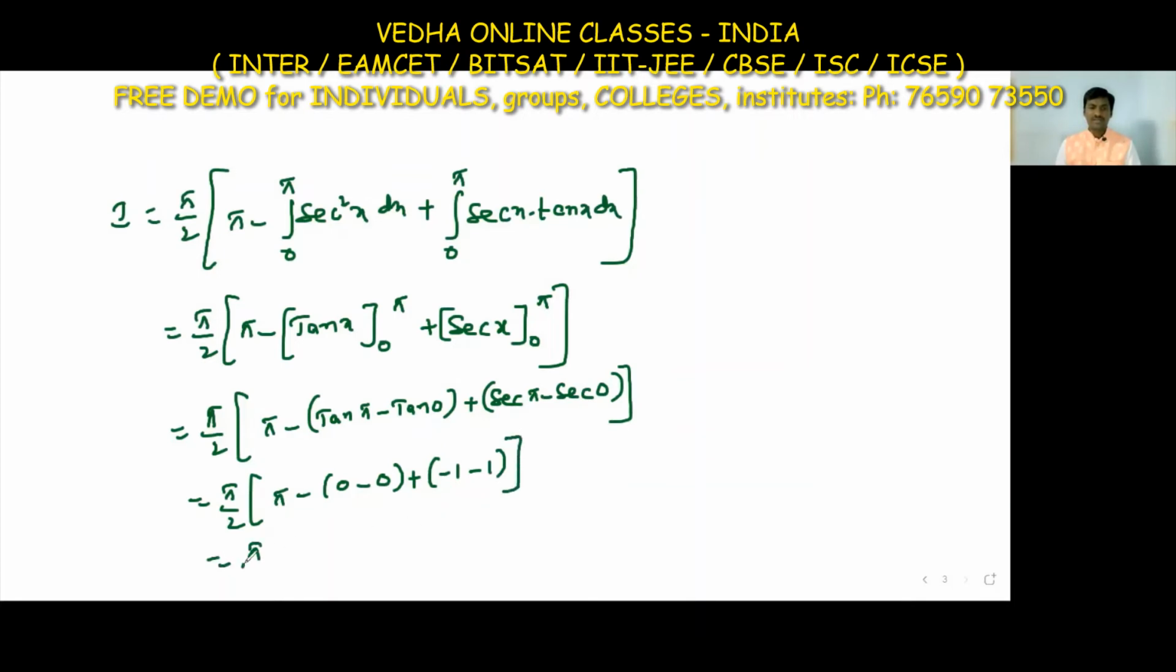So that means pi by 2 into pi minus, and here minus 1 is minus 2. That means here we get pi by 2 into pi plus 2. This is the required solution. Or we can multiply inside, pi square by 2 plus pi. We can write it like that also. This is the required solution.